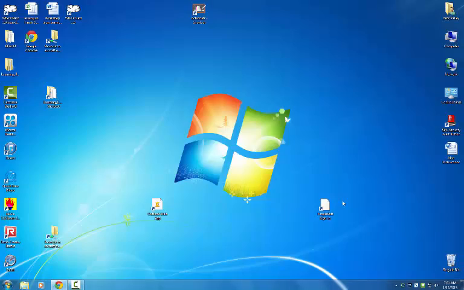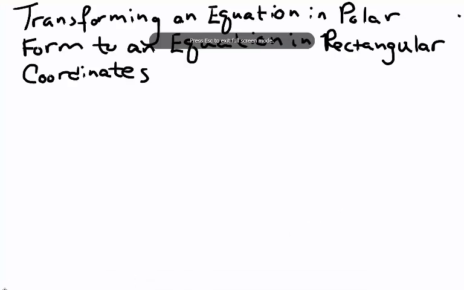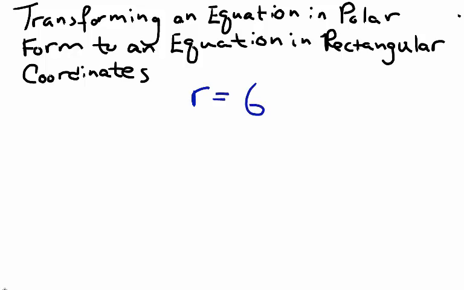In this video, we're going to transform an equation in polar form to an equation in rectangular coordinates. Suppose we have the equation r equals 6 cosine of theta, and we wish to convert this equation from polar to rectangular form. In order to do this, we need to know the following conversions.